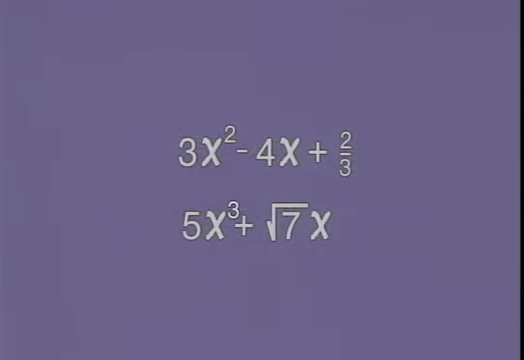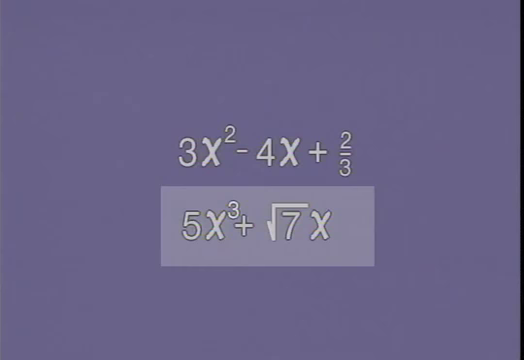Let's take a look at the next visual. This is some other examples of things that you can do with a polynomial because the place values, the powers of x, are shown. The first one has 3x squared minus 4x plus 2/3. Again, we have a negative number in there and a fractional number. You couldn't do that with whole numbers. The second one, 5x cubed plus the square root of 7x, has an irrational, a square root number, in one of the place values in front of the x.